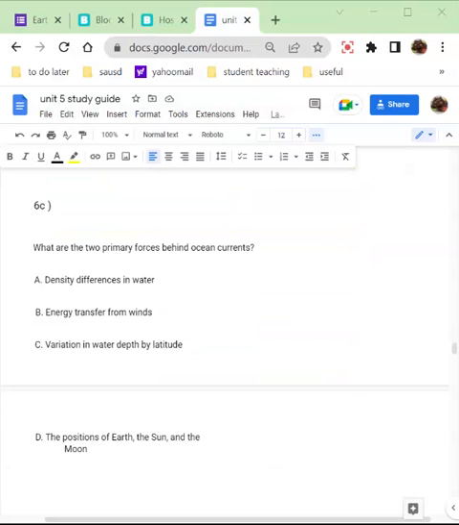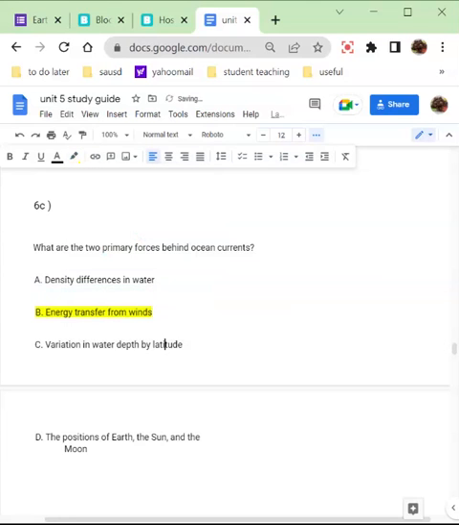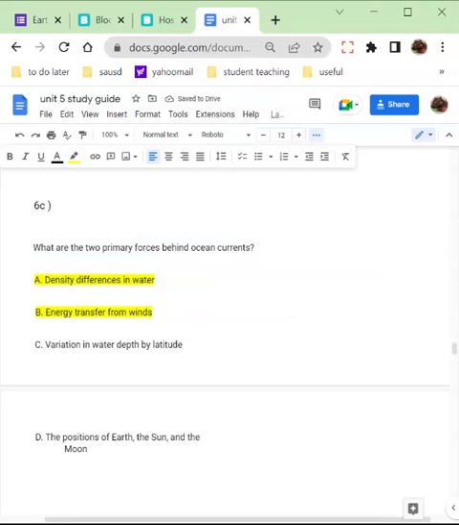Okay, so two primary forces behind ocean currents. Wind plays a big factor, and the density differences in water. Right, with the heavy water that's frozen sinking down.